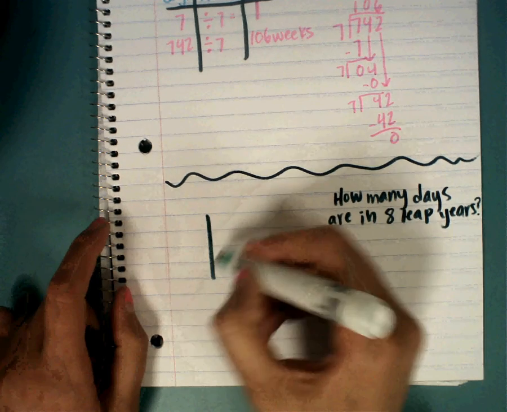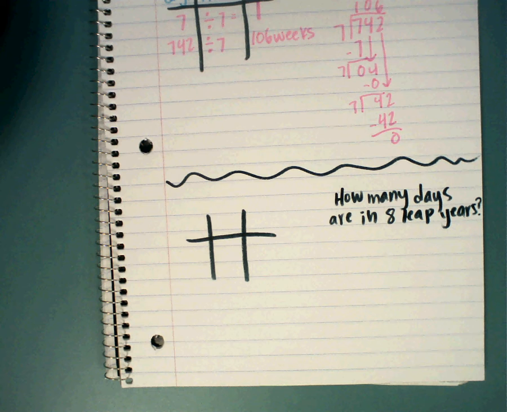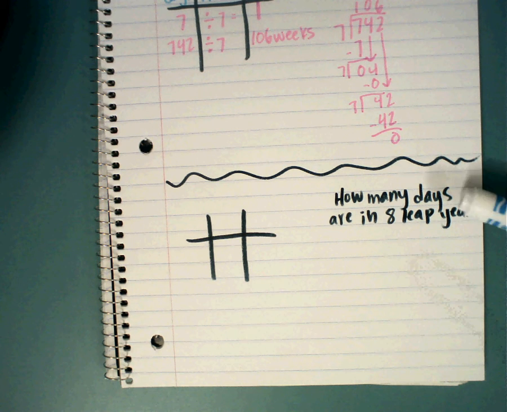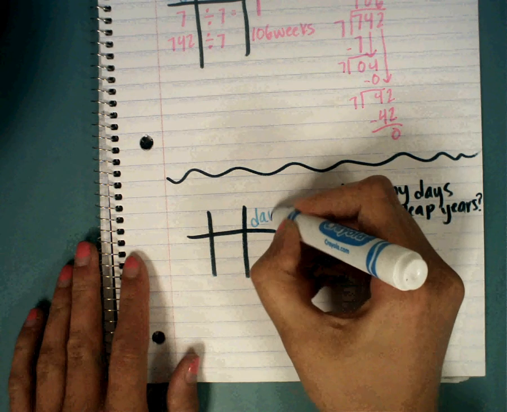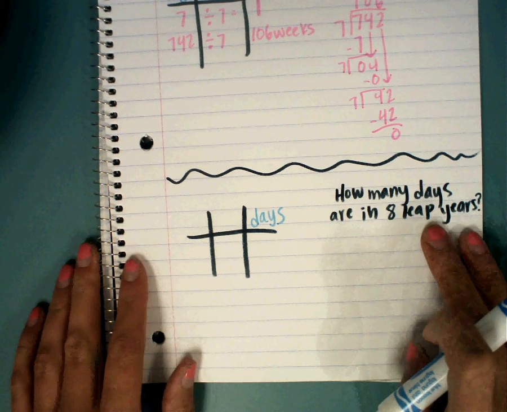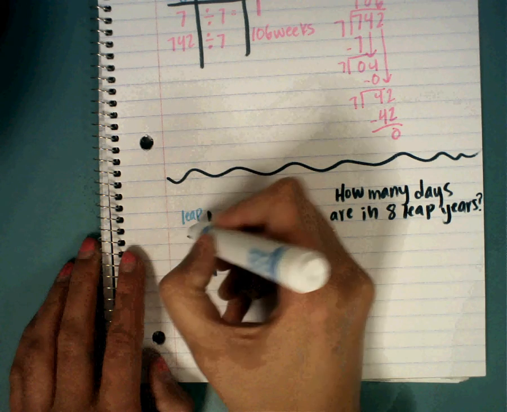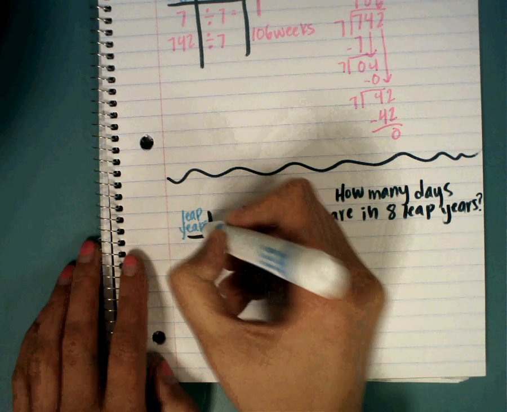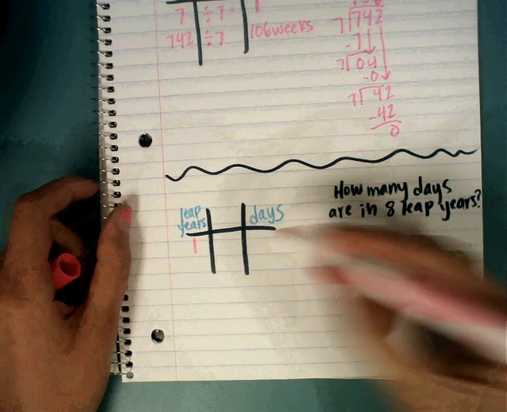So I'm going to draw my double T chart. Right? And I'm going from what to what? What am I looking for? I'm looking for the number of days. That's going to go on the right. And then what are they giving me? They gave me some number of leap years. Well, which one's bigger, a day or a leap year? Which one's a longer amount of time? Well, a leap year is, right? So I'm going to put my 1 under that leap year.